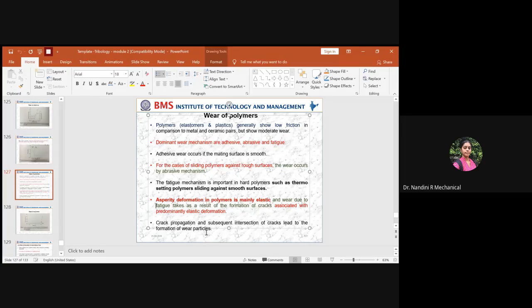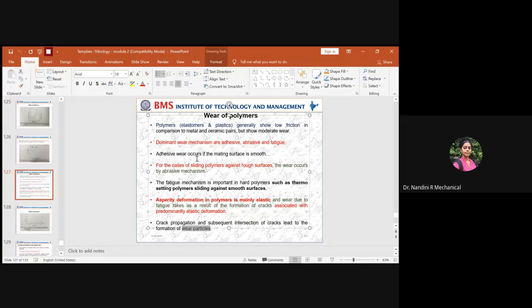And as usual in the case of other materials, here also crack propagation and subsequent intersection of the cracks will lead to the formation of wear particles. So even here, the initiation of the crack growth, the propagation and intersection of these cracks mainly help in the formation of wear particles. So these are the few things you have to know.